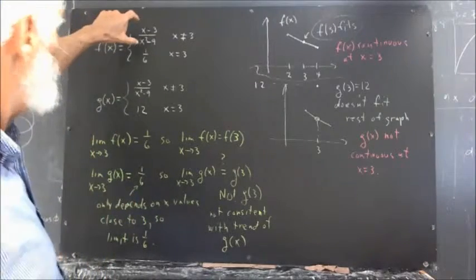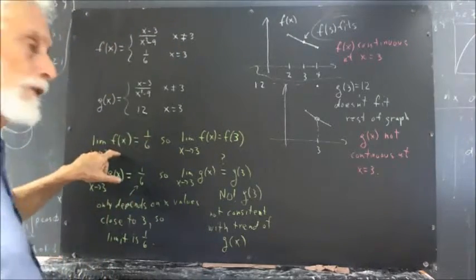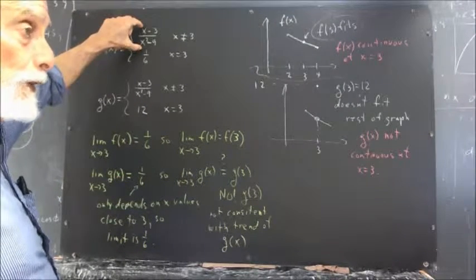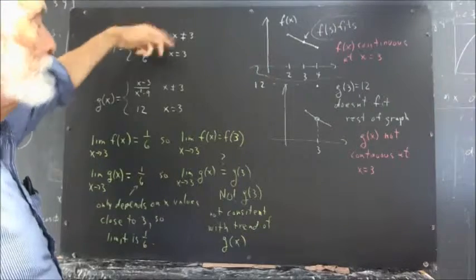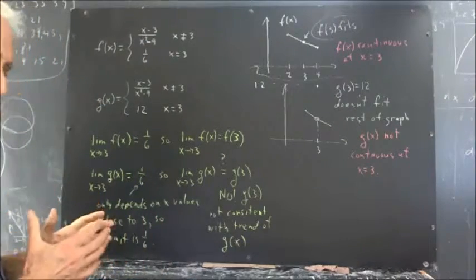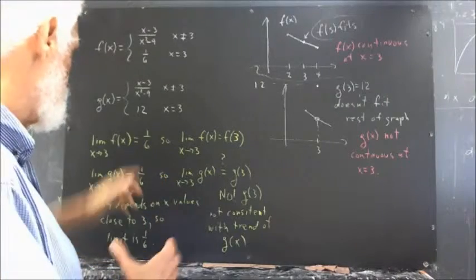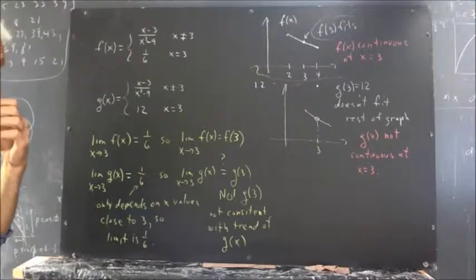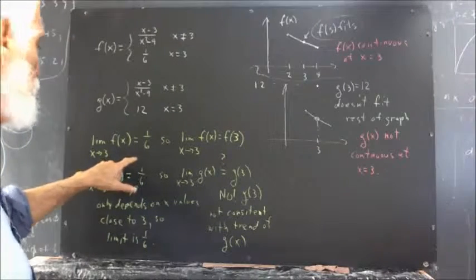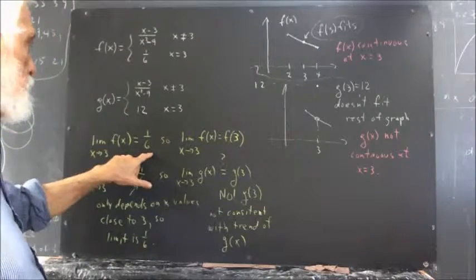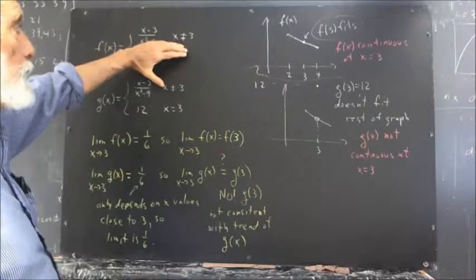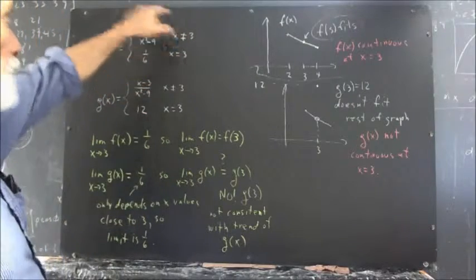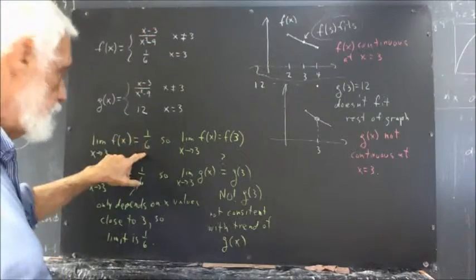As x approaches 3, we know from what we've seen before that this expression is going to be the same as 1 over x plus 3, and as x gets close to 3, 1 over x plus 3 gets close to 1/6. So we've established, again, we ignore what happens at x equals 3. We only look at what happens when x is not 3, and if x is not equal to 3, the limiting value is 1/6.